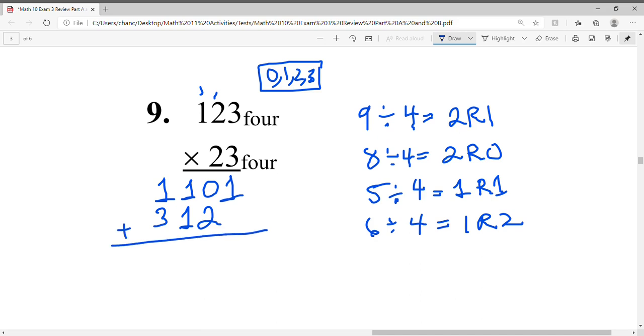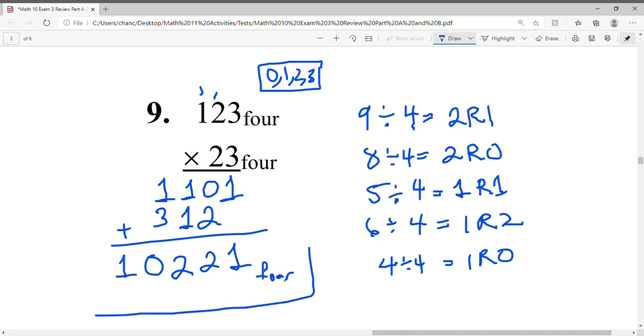Then we add. I have 1, 2, 2. 1 plus 3 is 4, but 4 does not exist. I know that's 1 remainder 0. Put a 0 and carry the 1 over. This is it. Our answer is 1, 0, 2, 2, 1, base 4. That is using the standard algorithm.